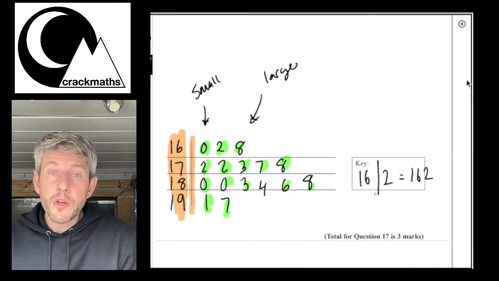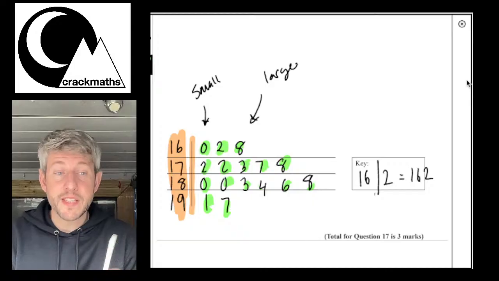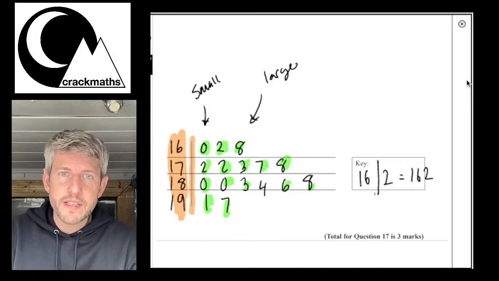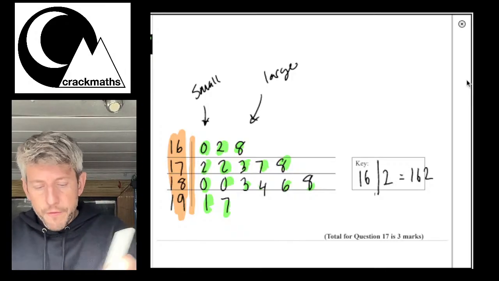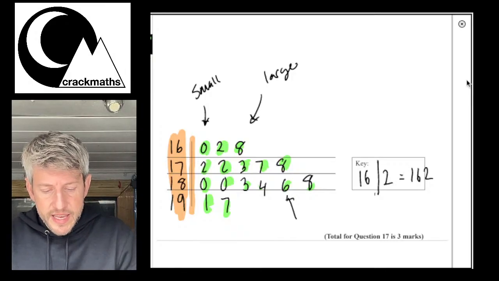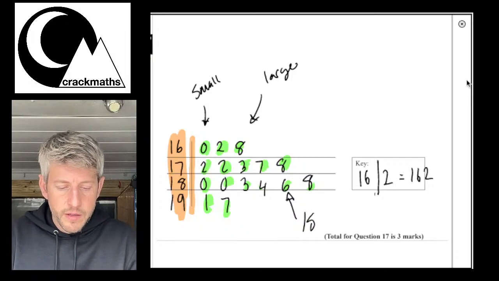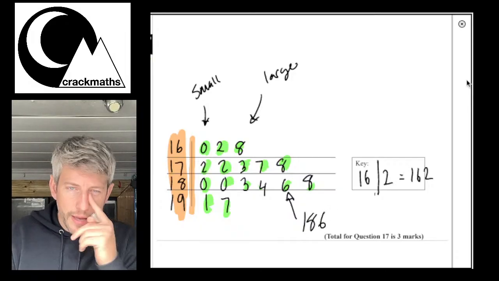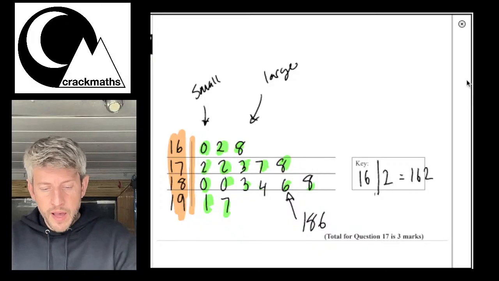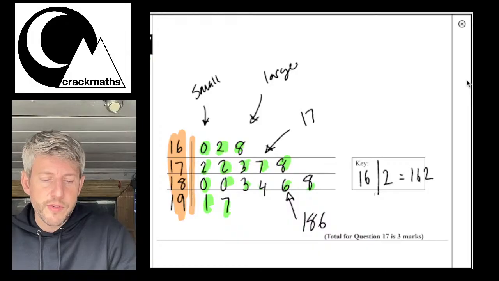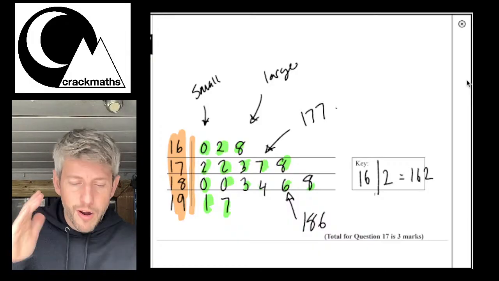Okay, now you also need to be able to read back off the stem and leaf diagram. So what is a useful practice to do is to think about one of these numbers and think about what it is. So say, for example, if I'm looking at this 6 here, that 6 is not a 6, it's actually 186. Okay, so pick another one. This 7 here, that's not a 7, that is in fact 177. Okay, right, let's move on.